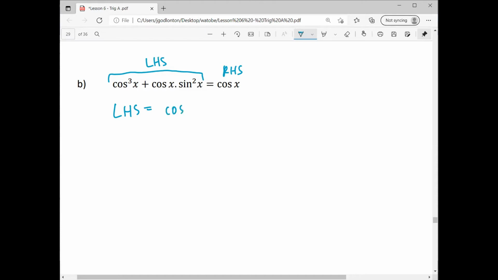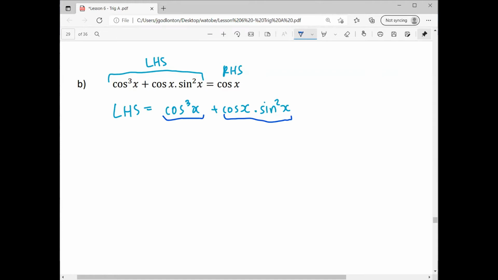Okay, so I've got cos cubed x plus cos x times sine squared x. And I said in our last question, you might have to think about factorizing in these proving identities. What type of factorizing do you think I could do in a question like this? This is one term and this is the second term. How could I factorize something like that? Does anyone have any suggestions?